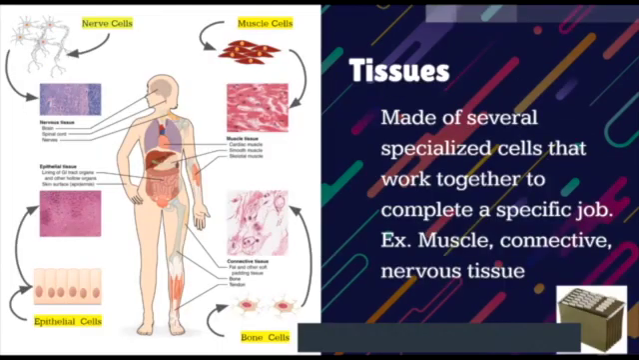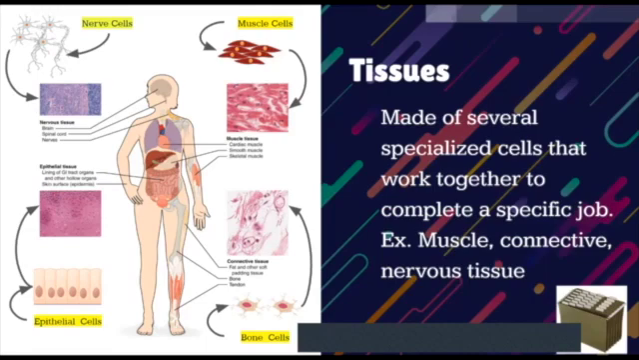So the next level is tissues. So tissues are made of several specialized cells that work together to complete a specific job. And examples would be muscle tissue, connective tissue, and nervous tissue. And even within those types of tissues, there are other types. So there's 3 types of muscle tissue, but they all perform generally the same job. But they're even more specialized.